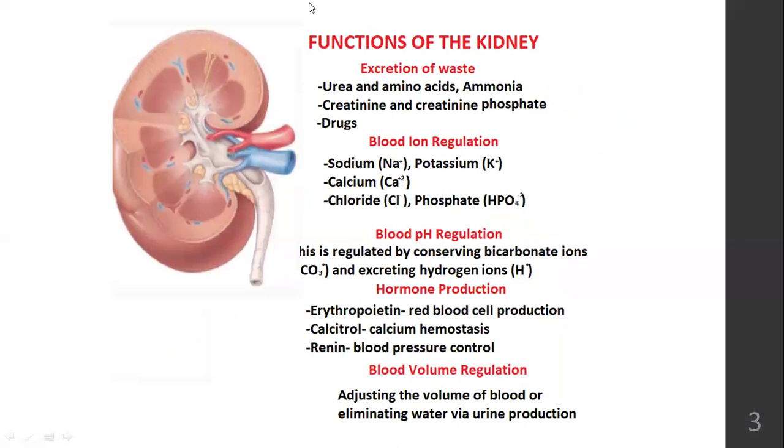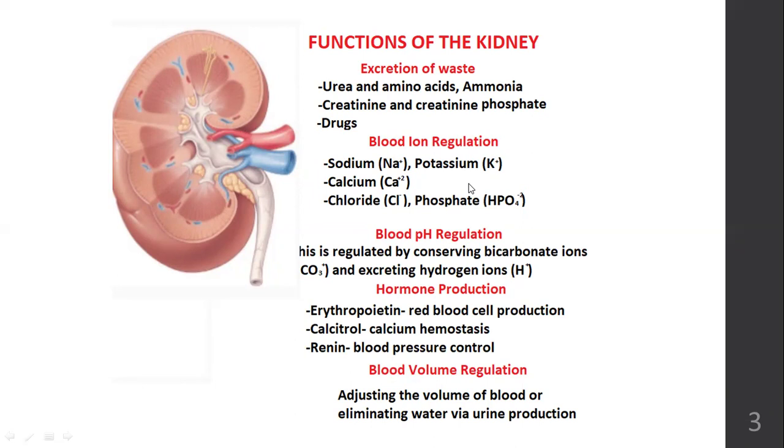So these are the main functions of the kidneys. First is your excretion of waste. Okay, urea, amino acids, ammonia, creatine, creatinine phosphates, drugs that you have used, medications that you have used, all the components of it to be taken out of your body. The main excretion is done by kidneys. Okay, blood ion regulation: sodium, potassium, calcium, chloride, phosphate, to regulate the electrolytes in your blood.